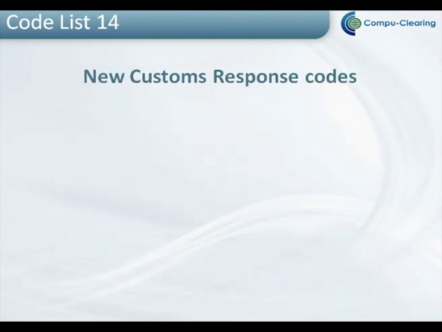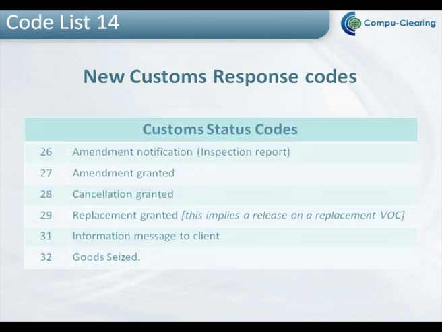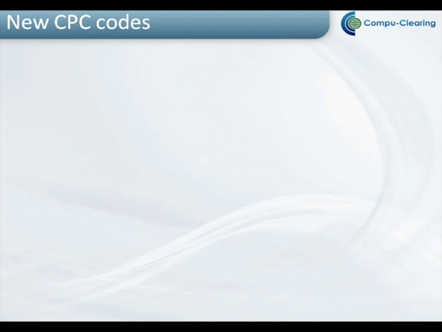There are also some changes to Code List 14, the new Customs response codes. There is now a Code 26, Amendment Notification, Inspection Report. 27, amendment granted. 28, cancellation granted. 29, replacement granted. This implies a release on a replacement VOC. 31, information message to client. And 32, goods seized. There are also some new CPC codes which are coming out in Phase 2A.